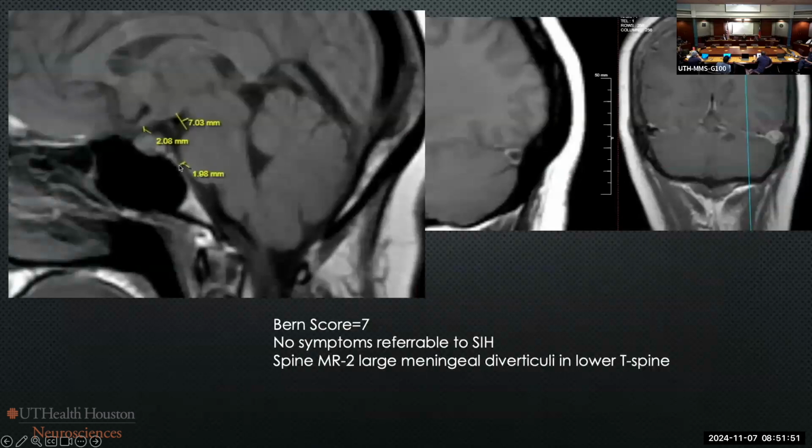This measurement's normal. That's decreased. There were just no subdurals. So she did have venous engorgement. So she's got a Bern score of 7, but she's got no symptoms referable to SIH at all. So I called up Dr. Shiva and said, what do you do? Because this is a pathway to a lot of testing. And what do you follow if you do all this stuff? Did she get better? Well, she never was bad.